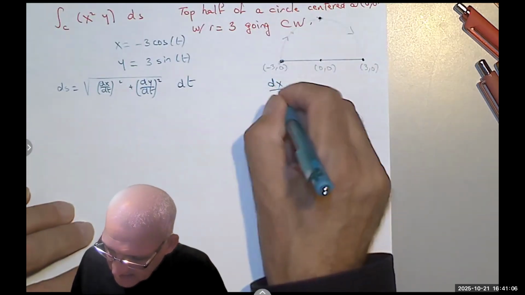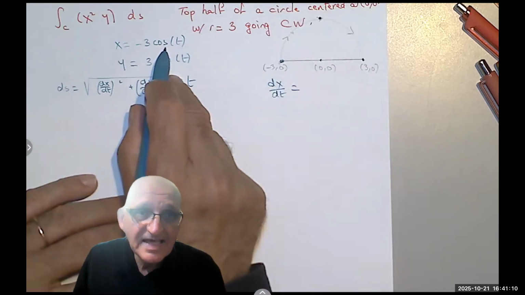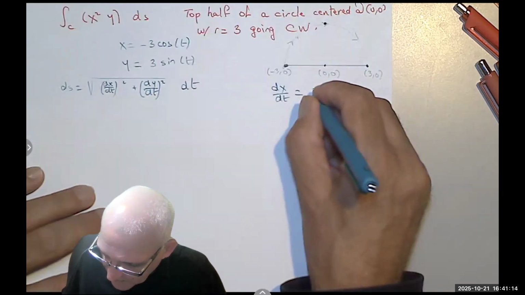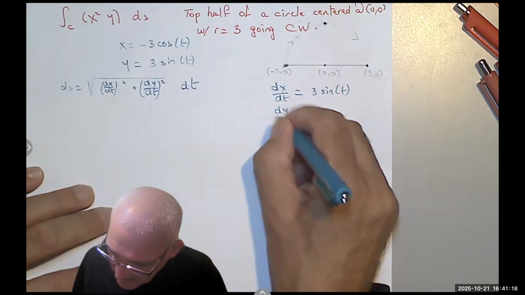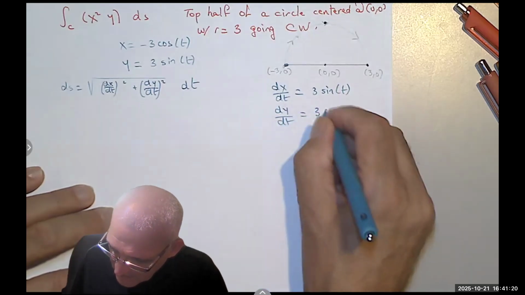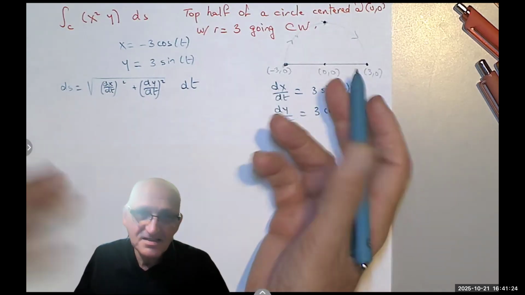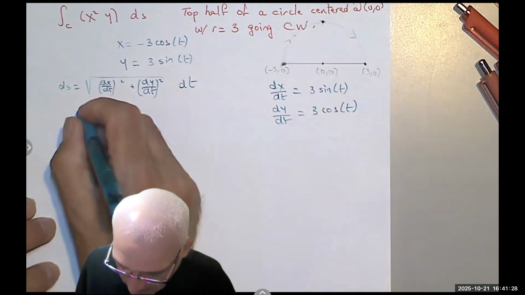dx/dt is the derivative of cosine t, which is negative sine t, times -3, so it's +3 sine t. And dy/dt is 3 cos t. So we know that this would be 3. Again, it's a waste of time. It's a circle, so ds is just 3 dt.